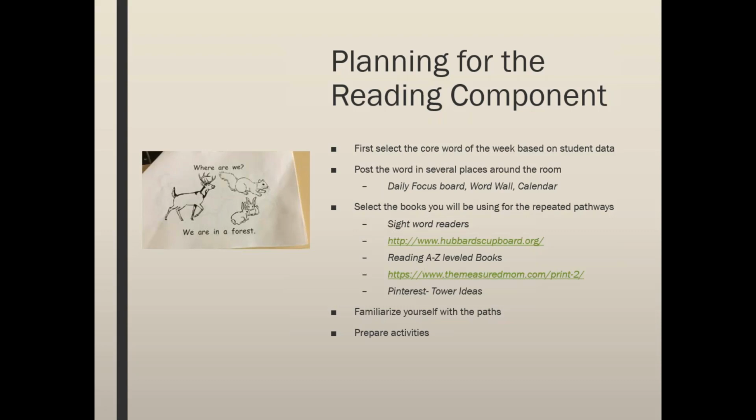So we started out using sight word readers, and they were maybe 3 to 4 sentences, 3 to 4 word sentences that were very basic and had that word repeated. And then since then, we've moved on beyond those core words, and we're using resources such as Hubbard's Cupboard, Reading A to Z, and The Measured Mom. Those are all great resources to get leveled books as well as picture supports for your writing component. And of course, I utilize Pinterest. There's a bunch of different ideas that you can get there as far as books go and different tower ideas.